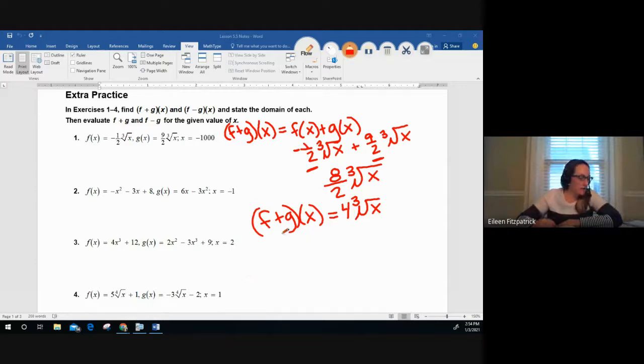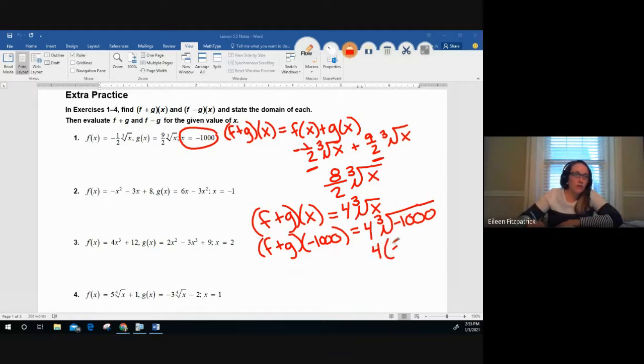Now you're asked to evaluate when x is equal to negative 1,000. So you're going to substitute negative 1,000 in for the x value. Okay, so the cube root of negative 1,000, and then you'll multiply that by 4. So you have 4 times negative 10, because that's what the cube root of negative 1,000 is, and you're left with negative 40.